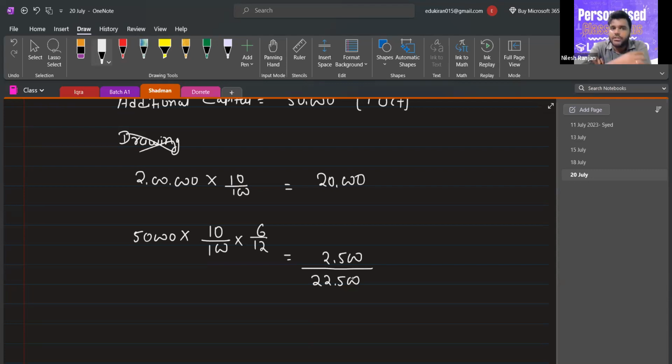On 1st January, actually, the year starts with 1st April to 31st March. The starting and end of the year is 1st April to 31st March. Okay. So in this situation, if the additional capital is introduced on 1st January, then it will be 6 by 12 only. 6 by 12, how?